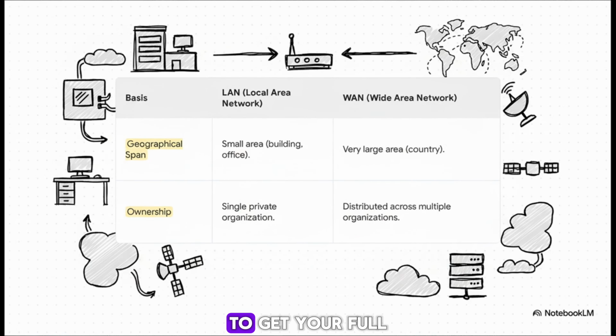And for our final comparison, let's tackle the big ones, the different types of networks themselves, specifically LAN versus WAN. To get your full marks on this, you just need to hit 2 key points. First, the most obvious one, geographical area. LAN, local area network, is small. Think a single building or a campus. WAN, wide area network, is huge. We're talking across cities, countries, even continents. Second is ownership. A LAN is usually private, owned by one company or school. A WAN, like the internet, is a shared thing, with infrastructure owned by lots of different organizations. Nail those 2 points, and you're golden.